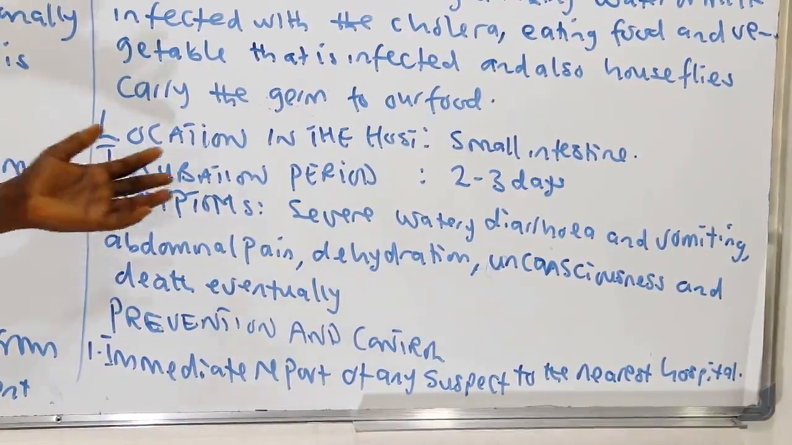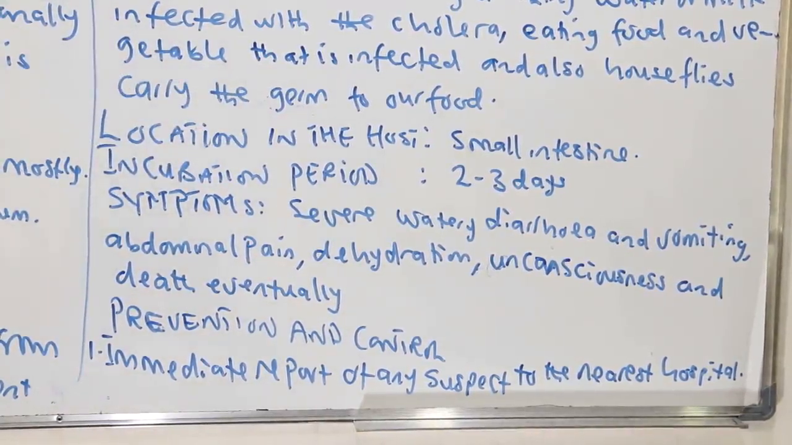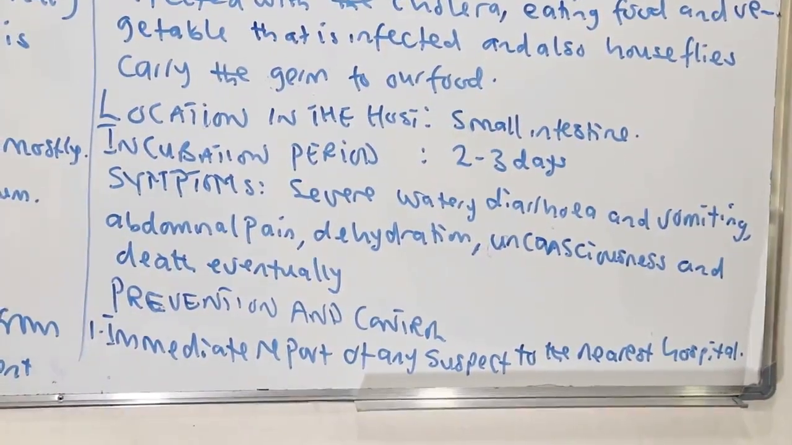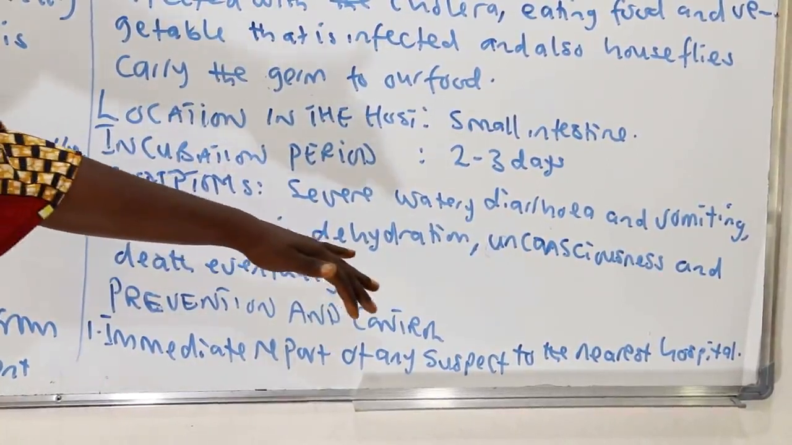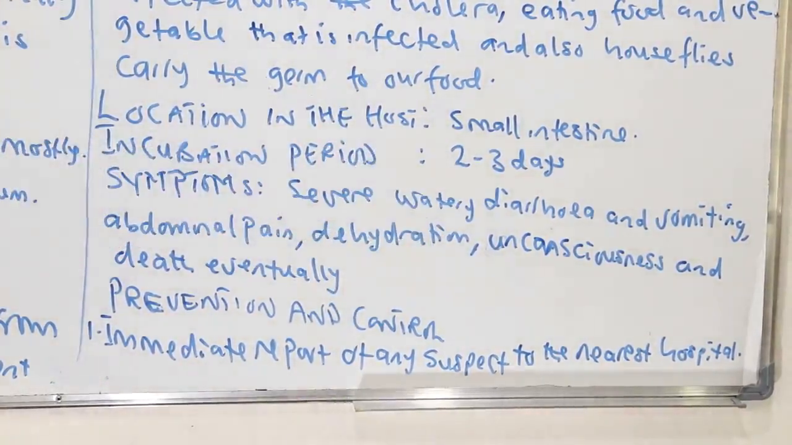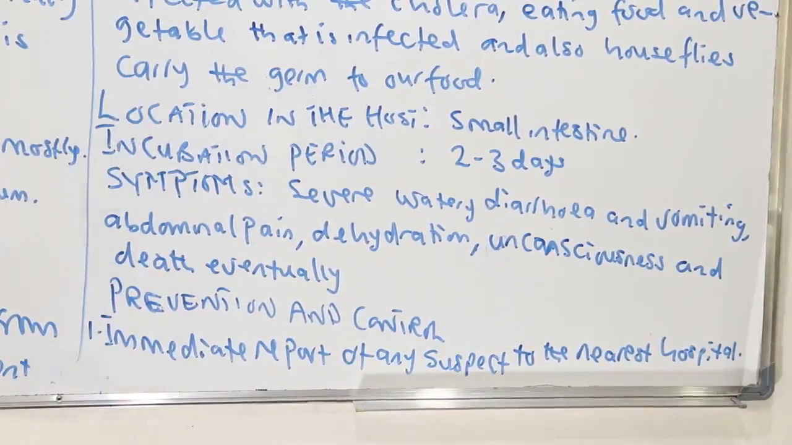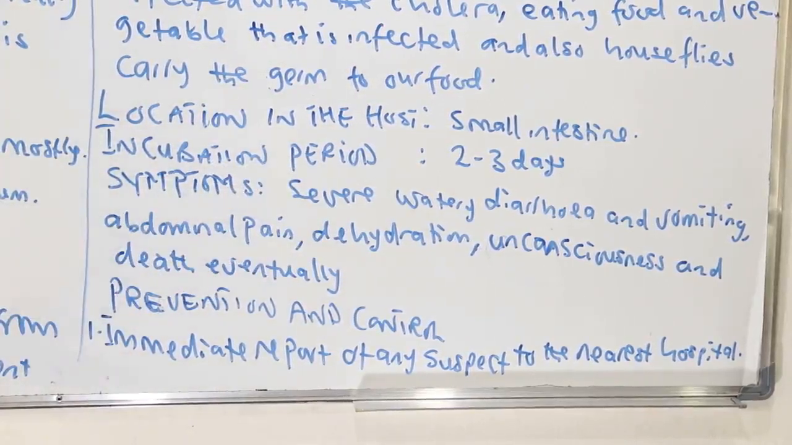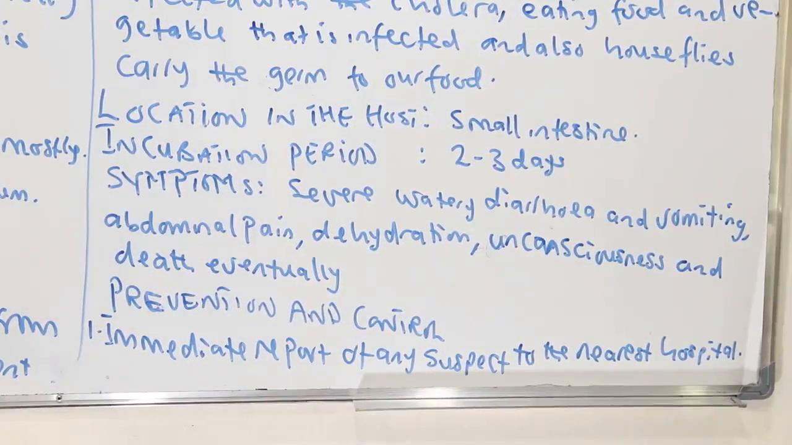In between 2 to 3 days, when you are exposed to this bacterium, the symptoms begin to manifest, which include severe watery diarrhea. We also have vomiting, abdominal pain, and dehydration, that is loss of water because of the severe watery diarrhea and the vomiting. It can also lead to unconsciousness and eventually death if the patient is not taken care of immediately. So how do we prevent this cholera?